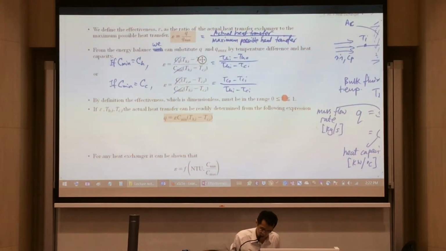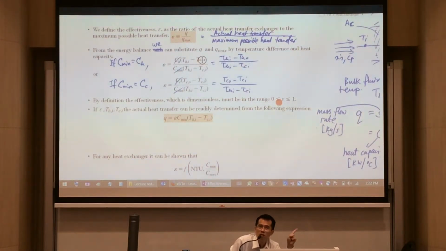Your effectiveness number is actually a dimensionless number. Something tells us that it must be between 0 and 1, because you're comparing against the maximum possible heat transfer. So if it's indeed at its maximum possible heat transfer, you get effectiveness equal to 1. Normally, for most heat exchangers, you wouldn't get equal to 1. You get it close enough. Later on, we'll see what that close enough number is. You'll be 0 point something, right?